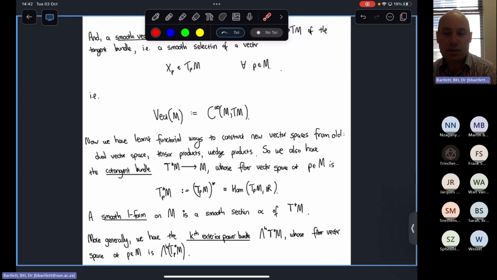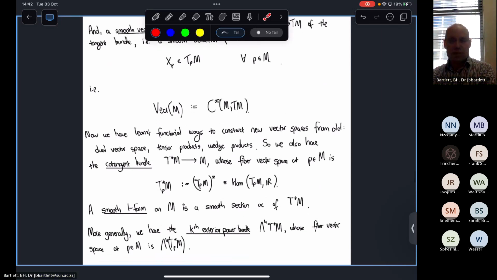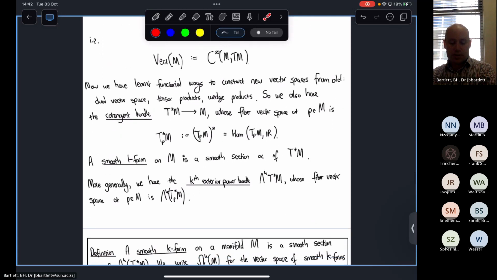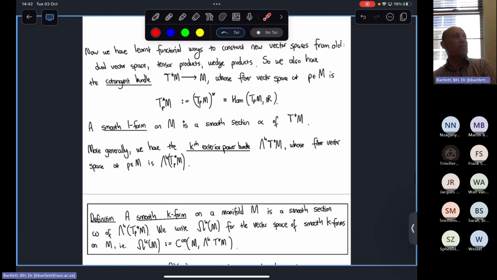So any questions here? A smooth k-form on a manifold is a smooth section of the kth exterior power bundle. And we write Omega^k(M) for the vector space of smooth k-forms on the manifold. In other words, it's the smooth sections of the kth exterior power of the cotangent bundle.